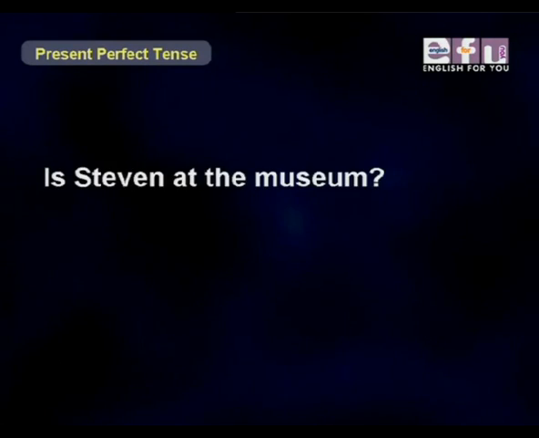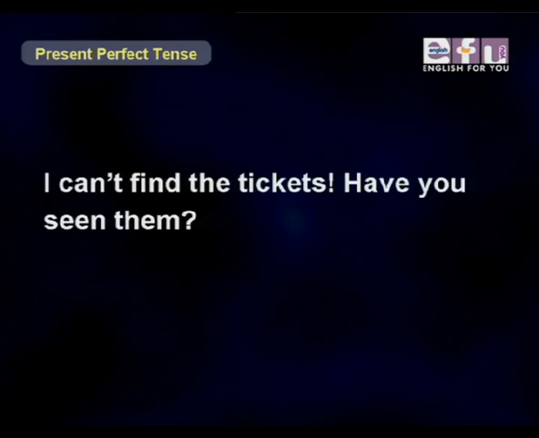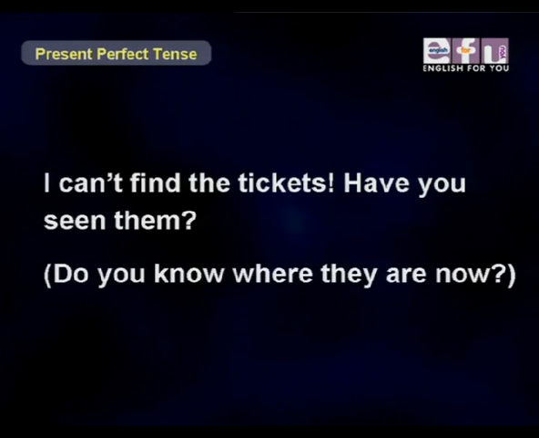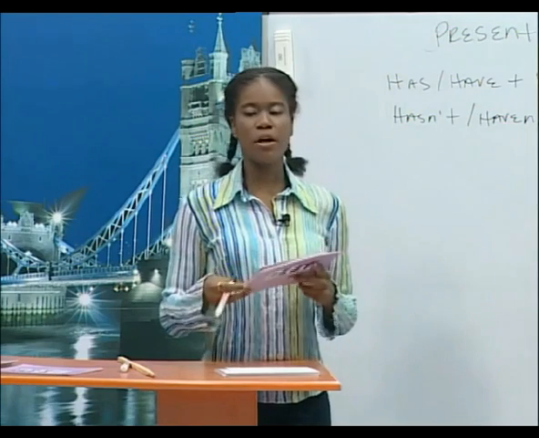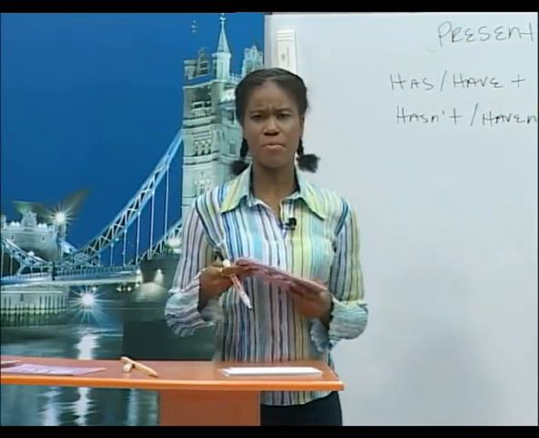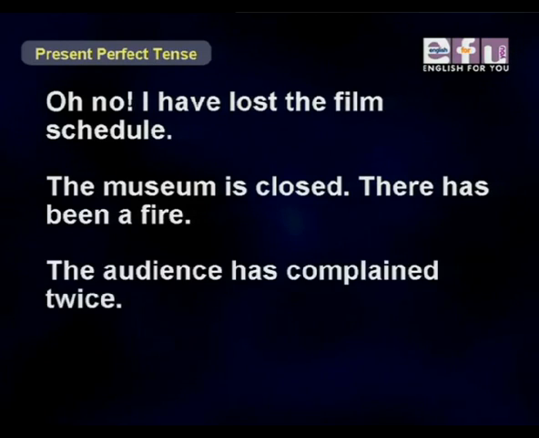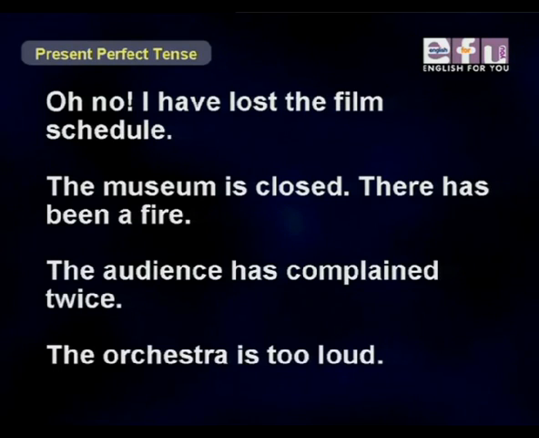Is Stephen at the museum? No, he has gone. Same as he isn't there now. I can't find the tickets. Have you seen them? Do you know where they are now? In other words, we often use present perfect to give new information. For example, oh no, I have lost the film schedule. The museum is closed. There has been a fire. The audience has complained twice. The orchestra is too loud.